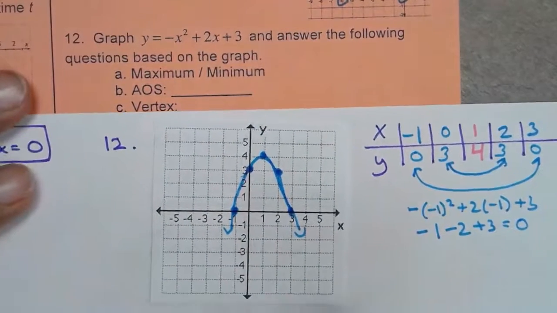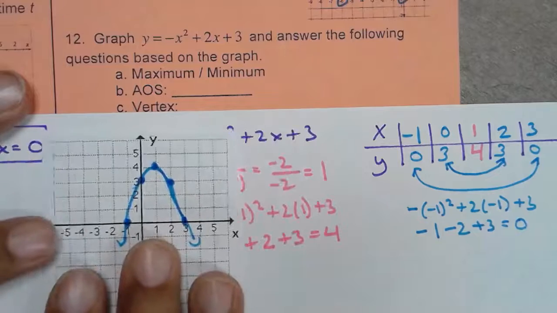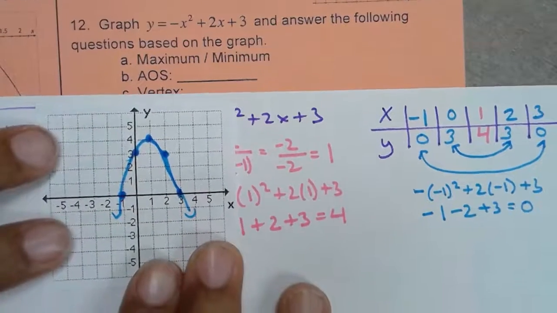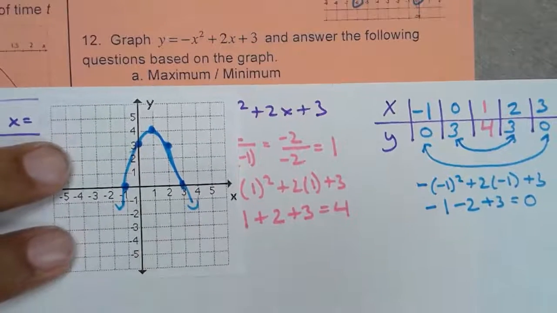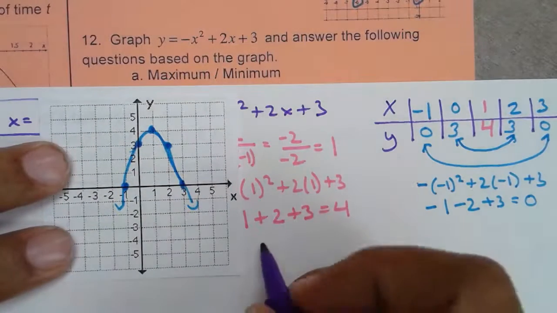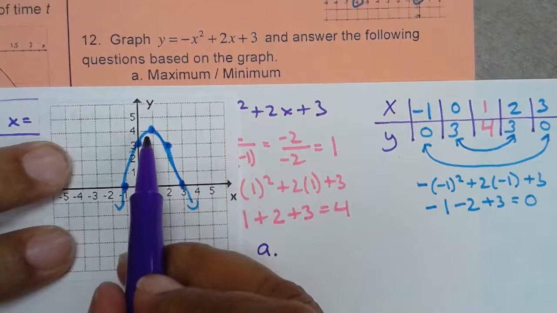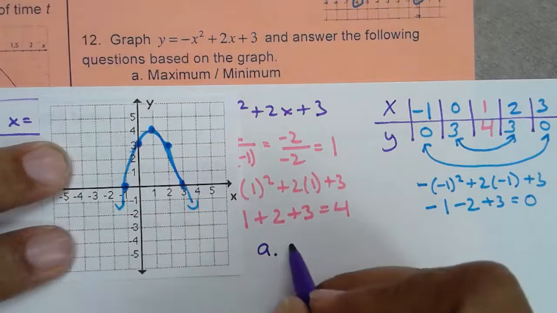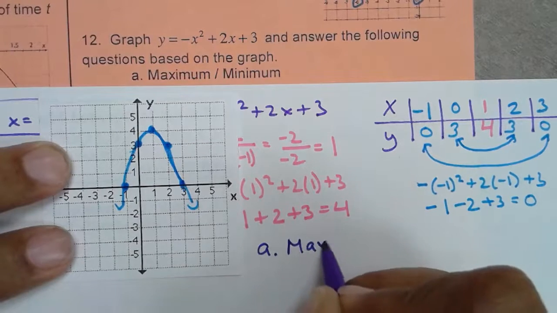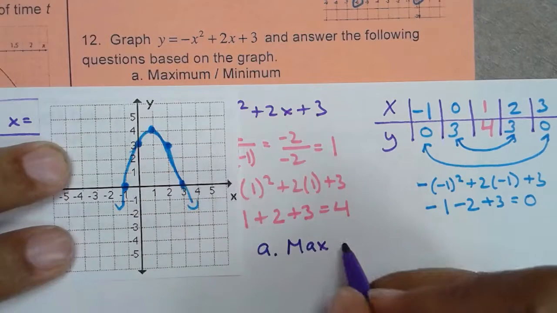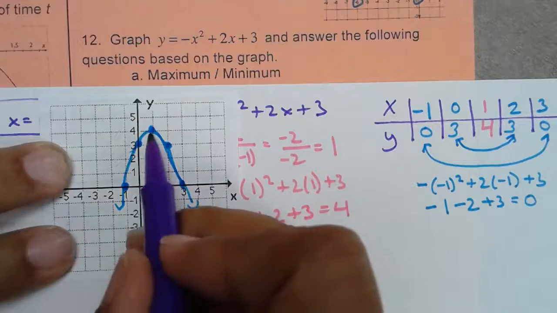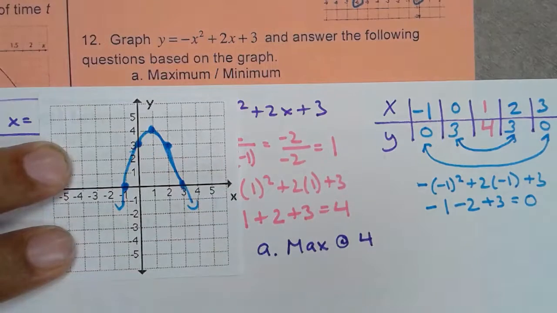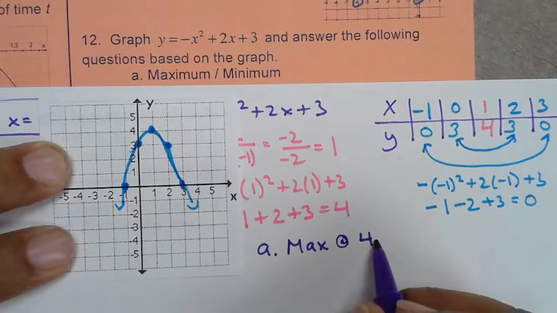So part A asks us, what is the maximum or minimum of this? All right, I always ask myself, is that the highest or lowest point? That is the highest point. So that highest point would be considered a maximum. Okay, and you can even say maximum at the 4. The maximum value is 4. It's always the y value for that.